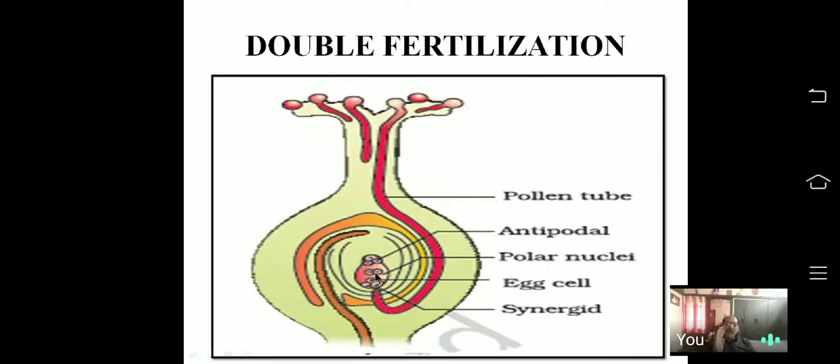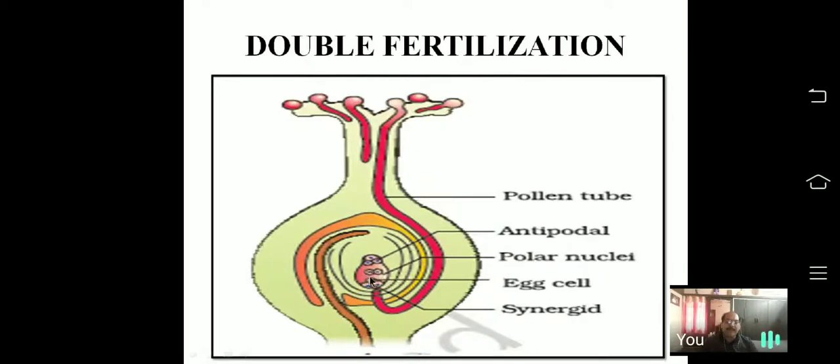So in total how many times does fertilization take place here? 2 times. So it is called double fertilization. See here, this is double fertilization. Double fertilization is a characteristic feature of all angiosperms. But in gymnosperms, there is a single fertilization, but here there is a double fertilization.